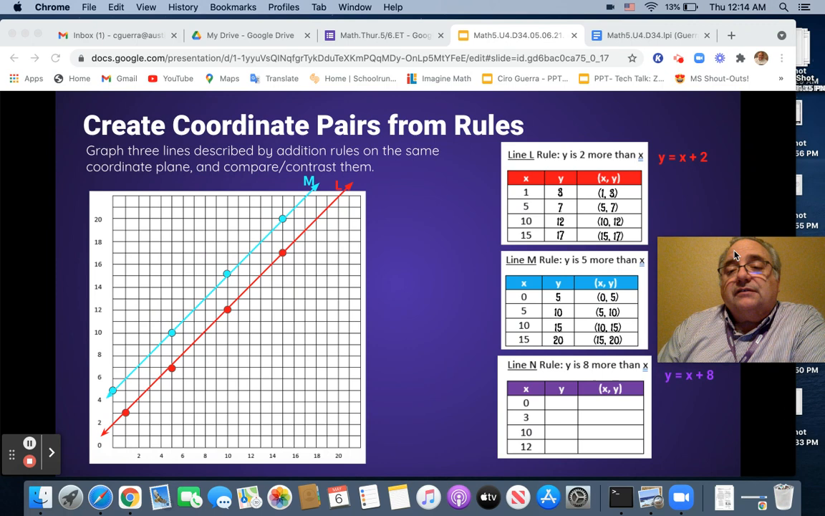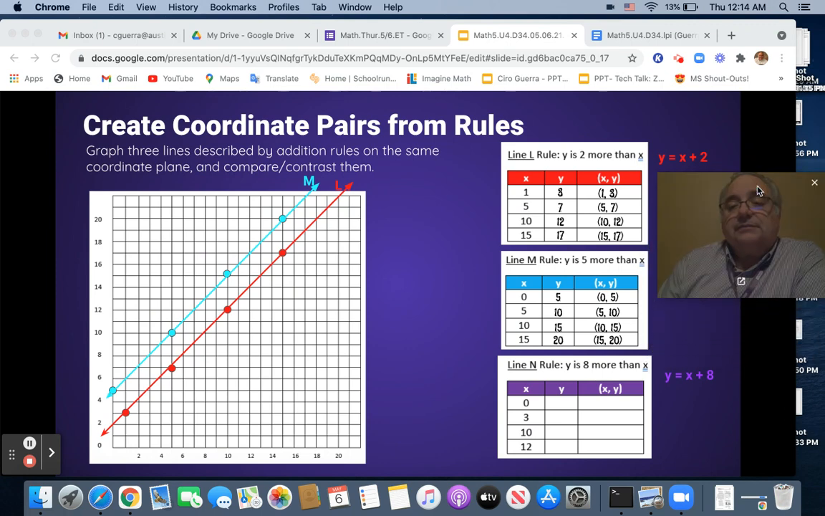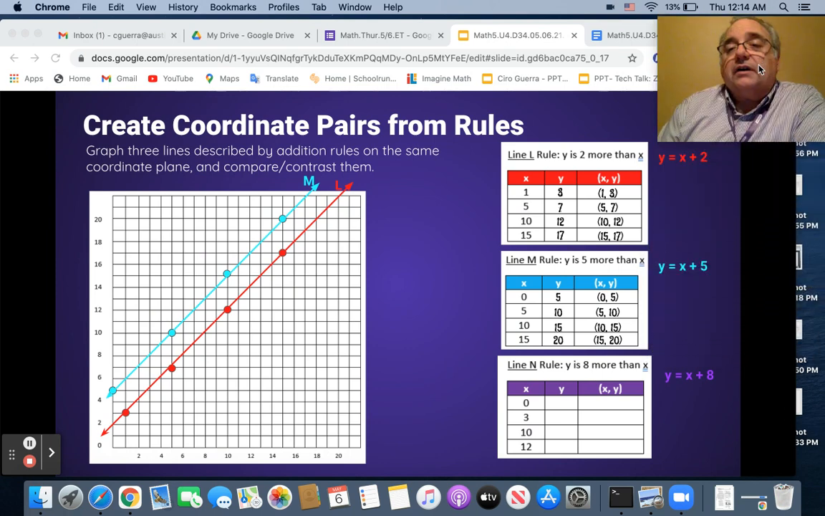The rule is y is 8 more than x, so y equals x plus 8. For time's sake, I'm going to continue going through here pretty quickly. 0, 8 is the coordinate pair. 3, 11 is the coordinate pair. 10 and 18 is the next coordinate pair. And 12 and 20 is the next coordinate pair.